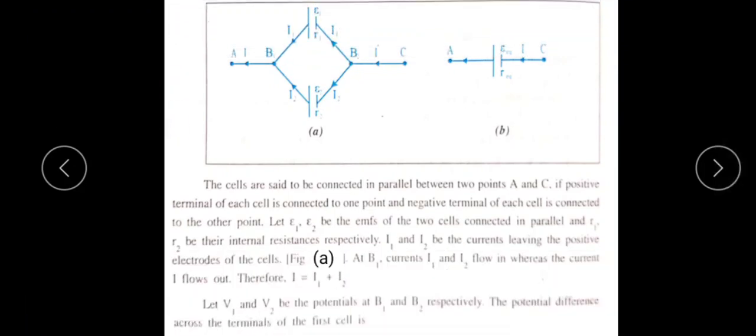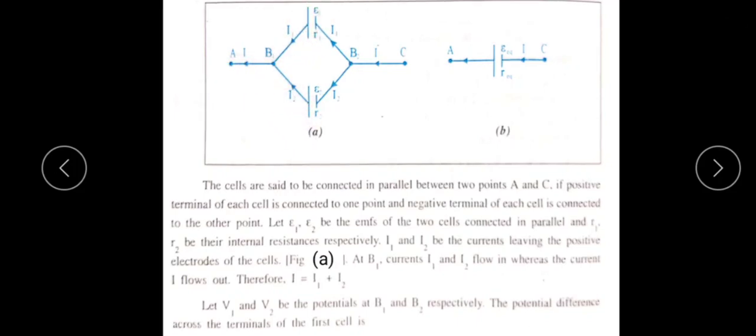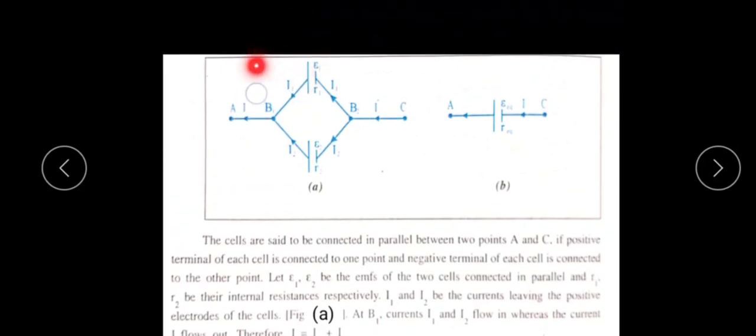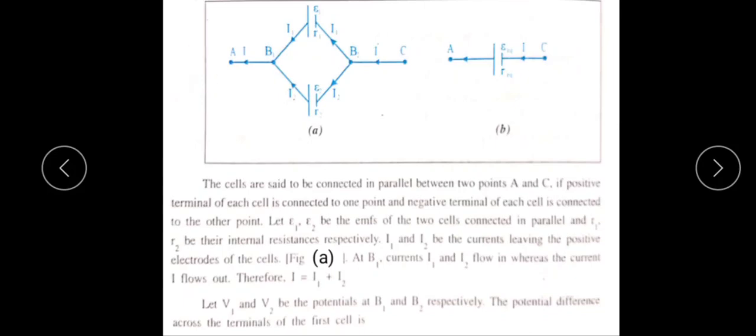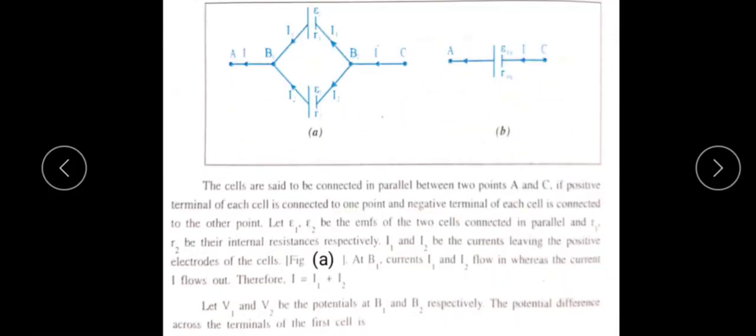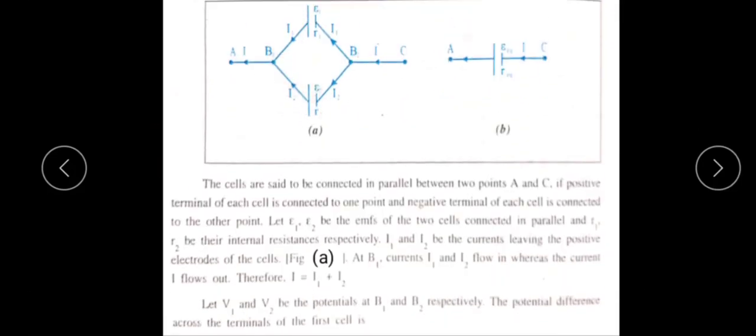At B1, this is the point B1 and this is the point B2. At B1 the currents I1 and I2 flow in, whereas the current I flows out. The I1 and I2 merge at B1 and flow as I. Therefore, I is equal to I1 plus I2.